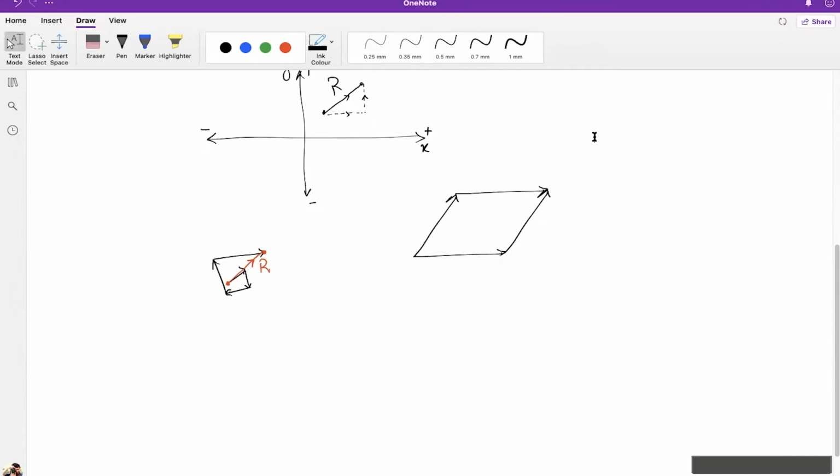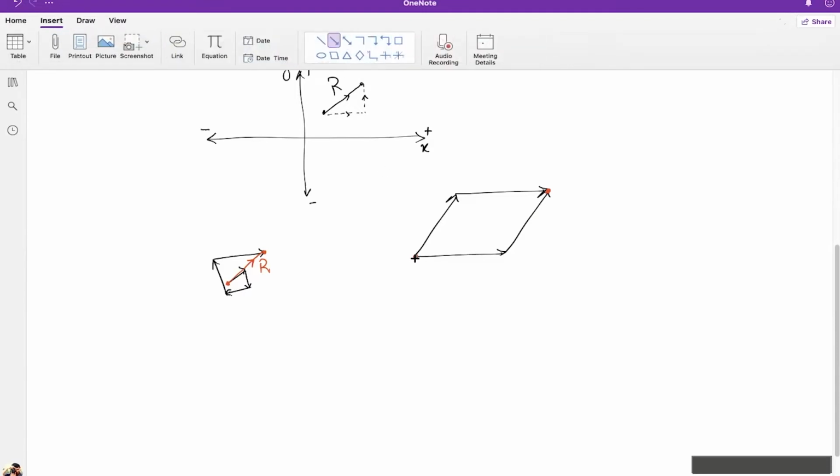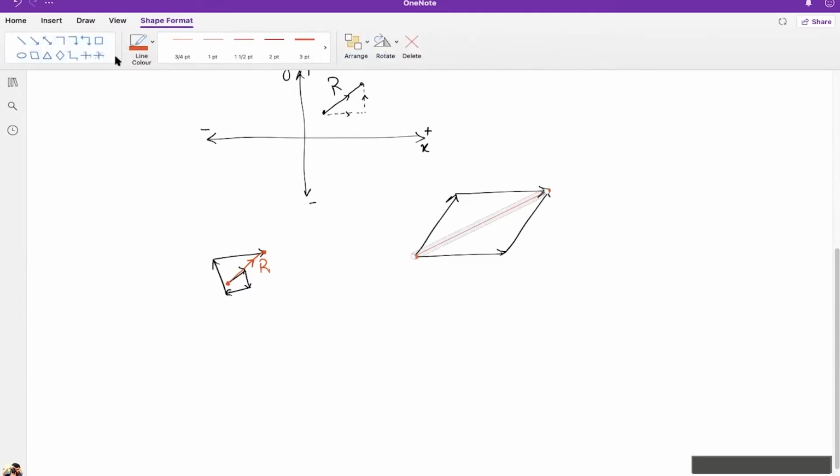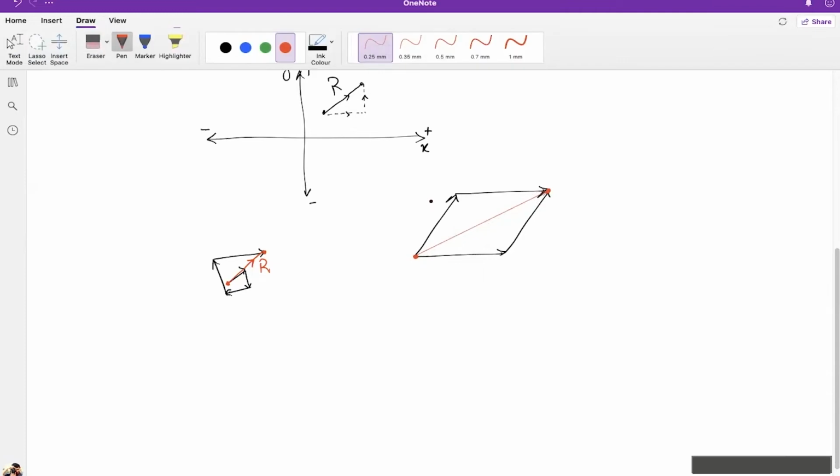Now you notice that there is one point at which both of them are starting and there's one point at which both of them are ending. So what I'm going to do is I'm going to connect these points from this to that, and now that is my resultant. And I'm going to represent that with R. So 2 ways of adding vectors.